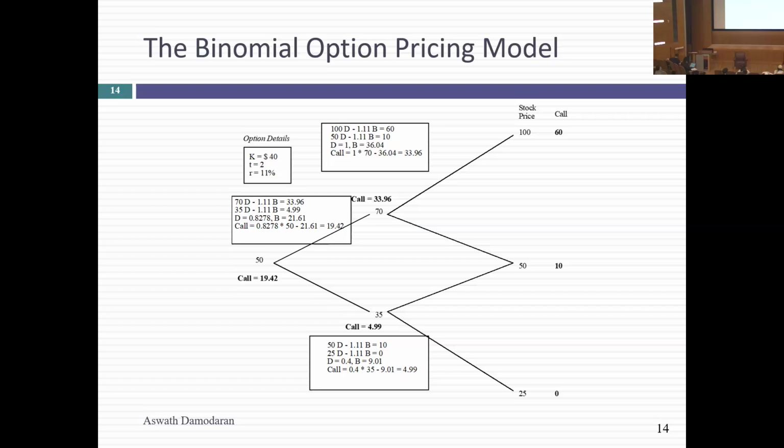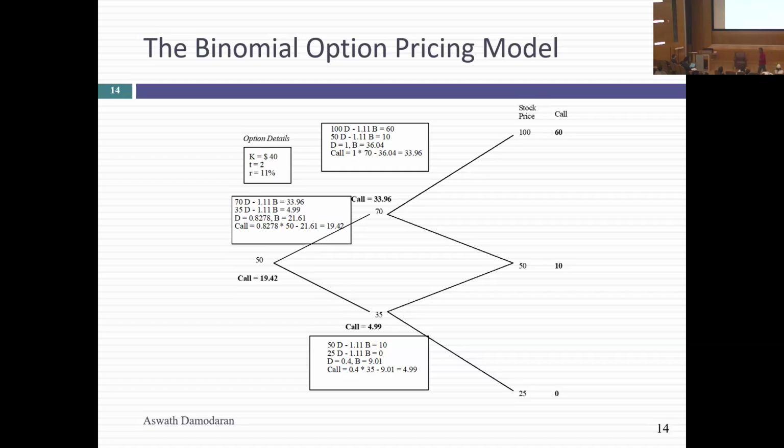I value the call. The stock price goes to 35. So now I have the values of the call. The stock goes to 70, 33.96. Stock goes to 35, 4.99. Guess what I'm going to do? I'm now going to go back to T equal to 0. And I do exactly the same thing. 70 times delta minus the borrowing with interest has to be equal to 33.96. 35 times delta minus the borrowing with interest has to be equal to 4.99. And again, I solve, I get B equal to 21.61 and delta equal to 0.8278.